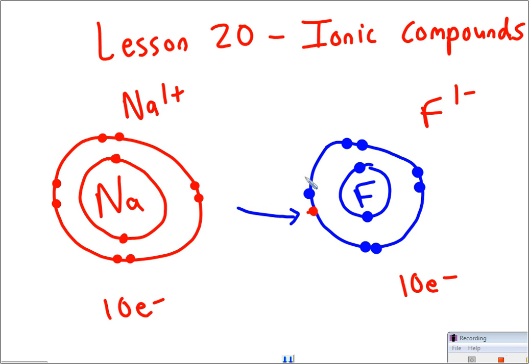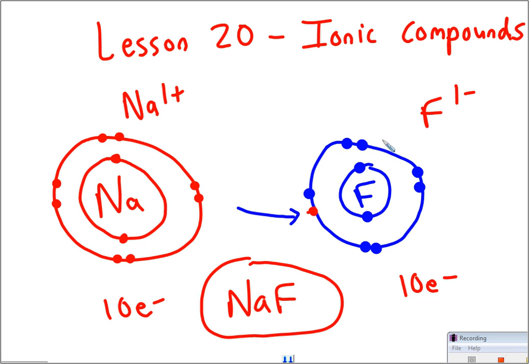And so now these two things are both happy. They both have equal and opposite charges. And so they're going to be attracted to one another, and they will form the compound sodium fluoride, which is NaF. A simple 1-to-1 ratio because they both want to gain 1 or steal 1, so they can make each other happy. Let's take a look at a second situation.